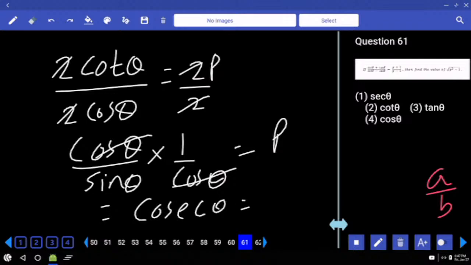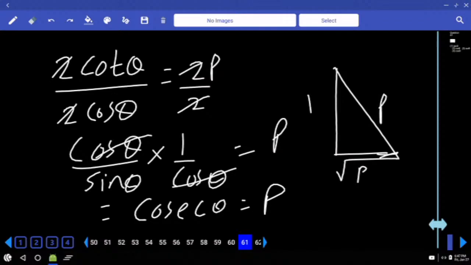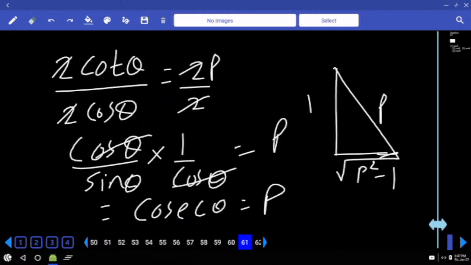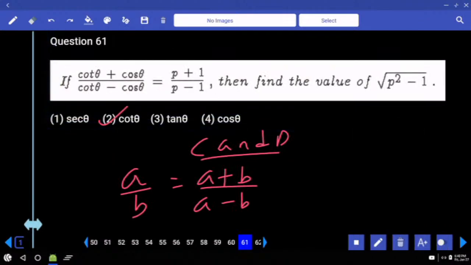That is P. Now draw the triangle. If you take this right angle triangle into consideration, P is this, 1 is this, and this is root of P square minus 1. He is asking what root of P square minus 1 is, which trigonometric ratio. Root of P square minus 1 by 1 is adjacent by opposite, which is the cot theta ratio. This is your answer. It is better to do it simply like this, rather than taking numbers again. I don't think that is a viable option over here.